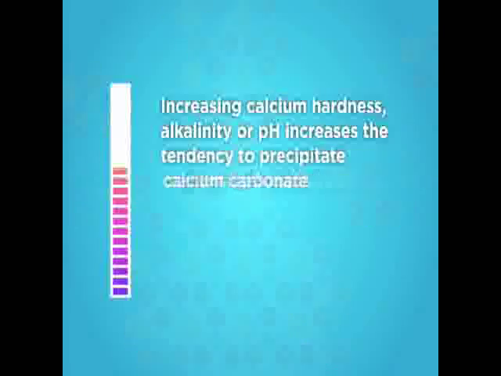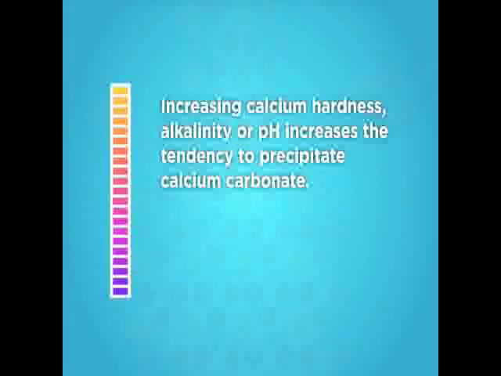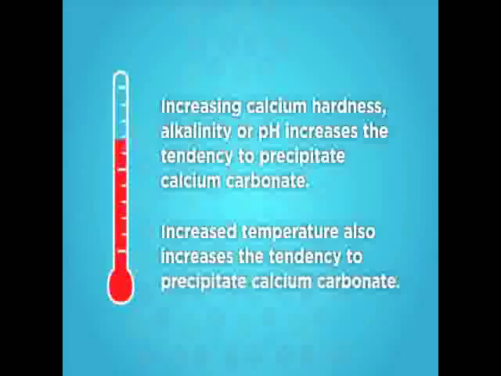Increasing calcium hardness, alkalinity, or pH increases the tendency to precipitate calcium carbonate. Increased temperature also increases the tendency to precipitate calcium carbonate, which is why scale often forms on heater surfaces before it is observed on other parts of the system. So maintaining the proper balance of calcium hardness, alkalinity, and pH ensures clear water and scale-free surfaces.